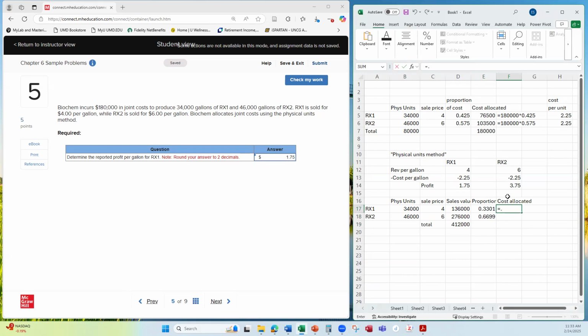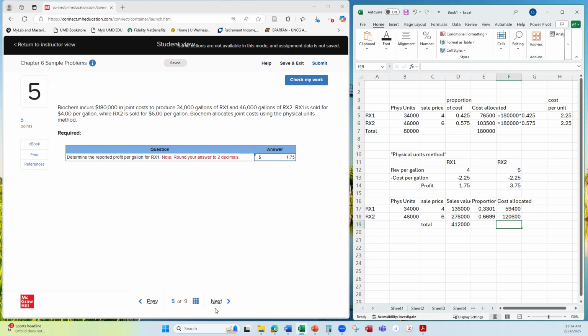So then you would take that and you would multiply that times the cost. So this would be 0.33 times 180,000. 0.67 times 180,000. So that's what would get allocated under the sales value at split off method. All righty. And then ultimately, you're going to choose to distribute things based on the method that typically will maximize your profit.